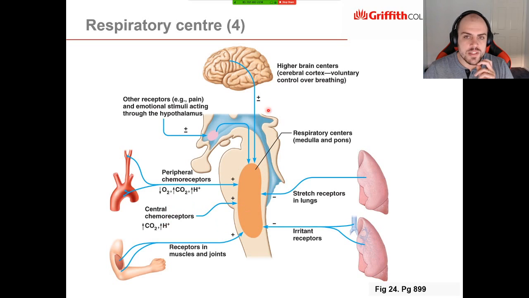Now, these are all sending signals, and this can be positive, like it can cause a stimulus, to say, hey, breathe more, or it can be inhibitory. It can say, don't breathe as much, or stop breathing. So a good example of that is our stretch receptors. What do I mean by that?